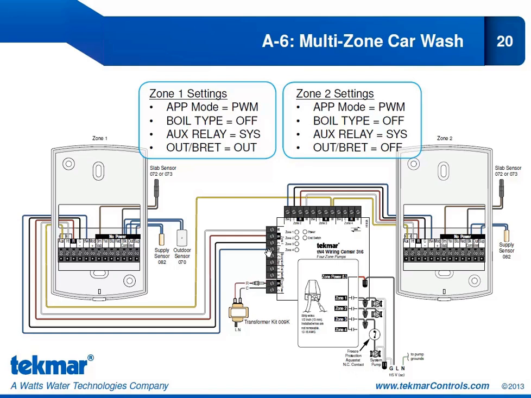Now Zone 1 would be operating the Zone 1 pump on the 316, and of course Zone 2 will be operating the Zone 2 pump on the 316. Each of these 654s has its own slab sensor, supply sensor, and we have one outdoor sensor connected to Zone 1. There's only a need for one because of course that information will be communicated over the TechMarNet to Zone 2. Now let's take a look at our essential settings.